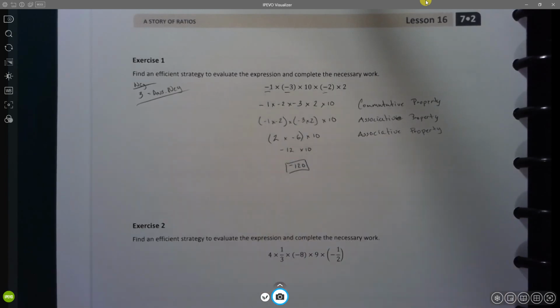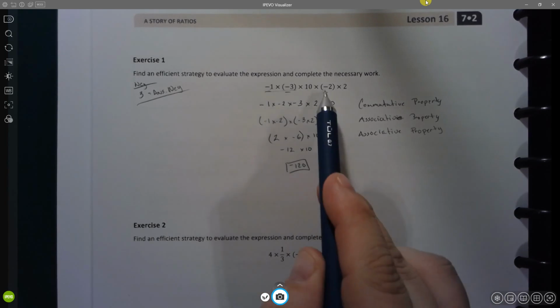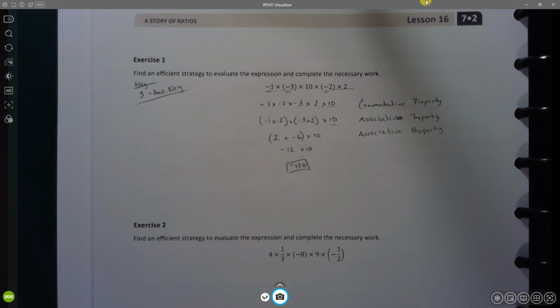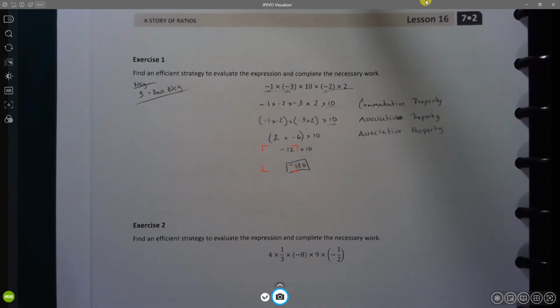Now you're asking, Mr. Hale, how did you know to move all these? Well, I know that it's easier for me to multiply a number by 10, because whatever I multiply by 10 is just going to be itself with a 0 at the end of it. So it was better for me to move the 4 factors away from 10 and push 10 to the end, so that it would be the last thing I multiplied.